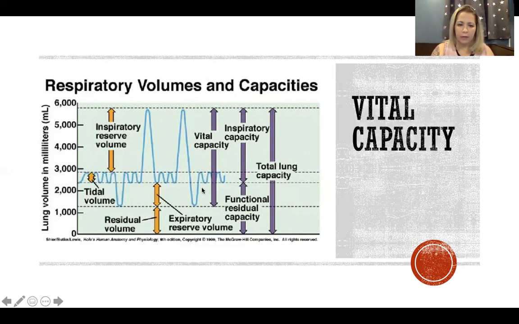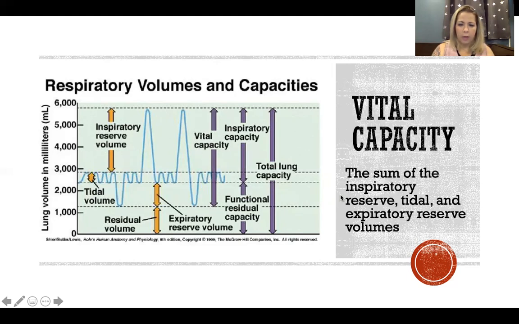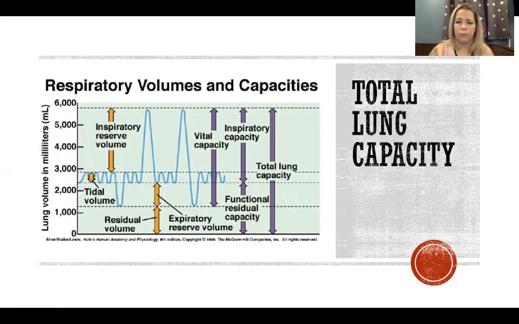The vital capacity is this arrow here. That's the sum of the inspiratory reserve volume, the tidal volume, and the expiratory reserve volume. This is the total amount that we are able to breathe all the way deeply in and push all the way deeply out. That's the vital capacity. Functionally speaking, that's as much air as we can take all the way in and push all the way out. So we're not considering the residual volume there that we can never push all the way out.